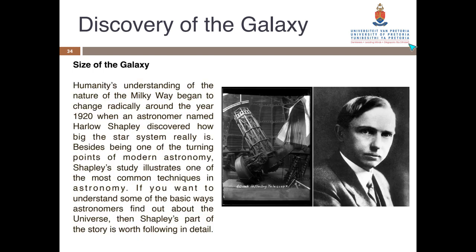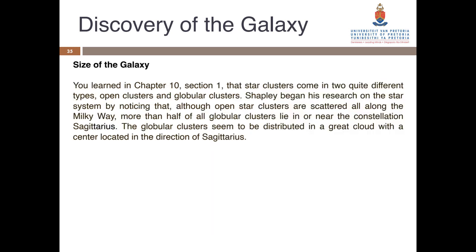Humanity's understanding of the nature of the Milky Way began to change radically around the year 1920, when an astronomer named Harlow Shapley discovered how big the star system really is. Besides being one of the turning points of modern astronomy, Shapley's studies illustrate one of the most common techniques in astronomy. If you want to understand some of the basic ways astronomers find out about the universe, then Shapley's part of the story is worth following in detail. You learn in Chapter 10, Section 1, that star clusters come in two quite different types.